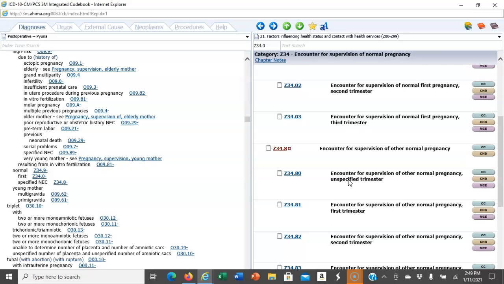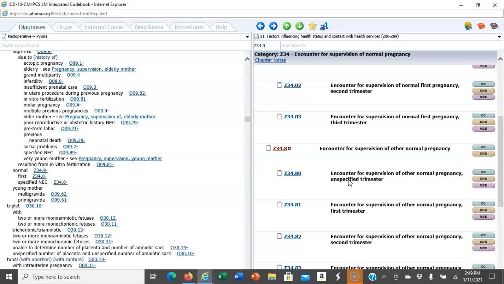For routine prenatal outpatient visits for patients with high-risk pregnancies, a code from category O09, supervision of high-risk pregnancy, should be used as the first listed diagnosis. A secondary Chapter 15 code can be used in conjunction with those codes if appropriate. So let's look at a couple of examples.